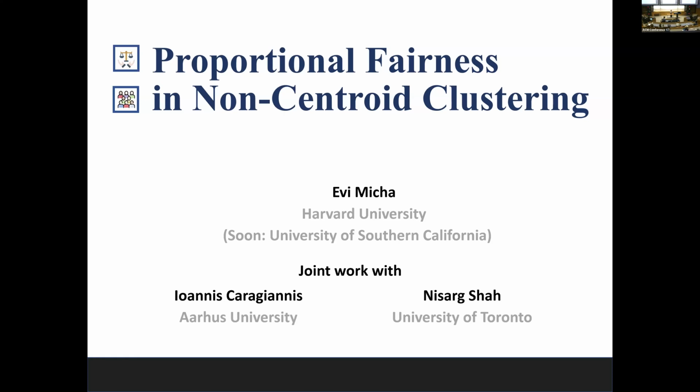So this is joint work with Ioannis Caragiannis and Nisarg Shah, and it's about fairness in non-centroid clustering. So what is non-centroid clustering?